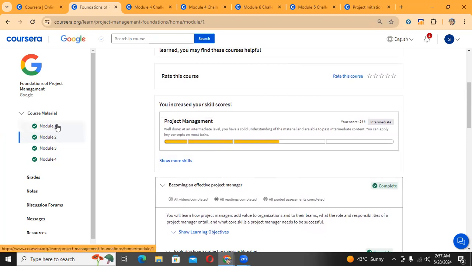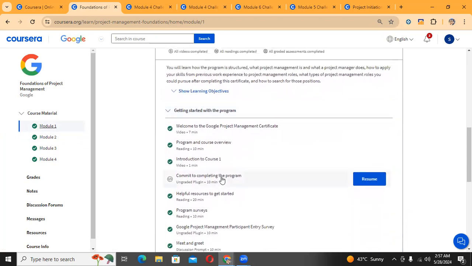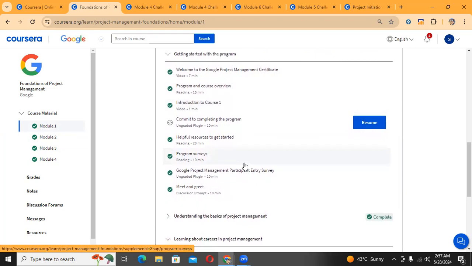So, let's go to the first module of course one, Introduction to Project Management. This module lays the groundwork for understanding project management. It explains what project management is and the role of the project manager. You will learn about the different project types and concepts essential for managing projects effectively.